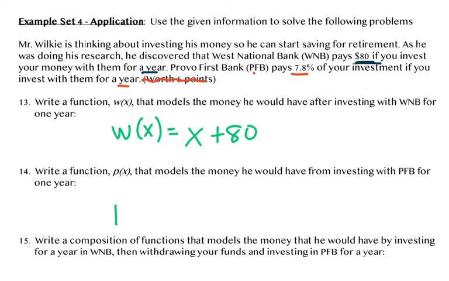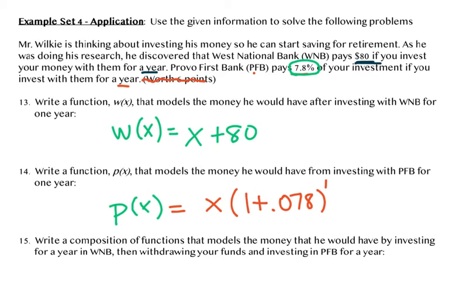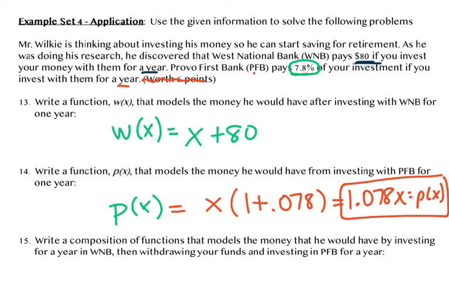Okay, number 14, write a function P of x, so this is for Provo Bank, that models the money he would have from investing with them for 1 year. So now this one's different because it pays a percentage, and so this is exponential. It doesn't say anything about compounding interest. So you're going to start with your principal, which is x, and you're going to multiply it by, you get to keep that much, so it's 1 plus 0.078. Remember doing that because we have the 7.8%, and you get to add that to the 100% of what you put in, and that's your interest. And then it's going to be for 1 year. So anything to the 1 power is just 1. So really what I have is 1.078 times x. And that's my P of x. So if he invests it for 1 year, he would just do 1.078 times however much he's putting in, and that would be how much money he gets.